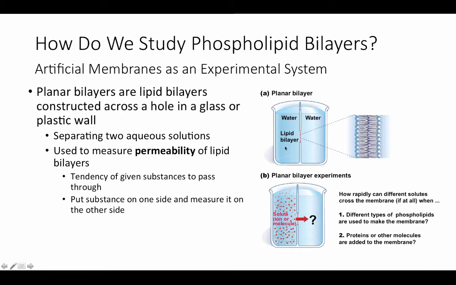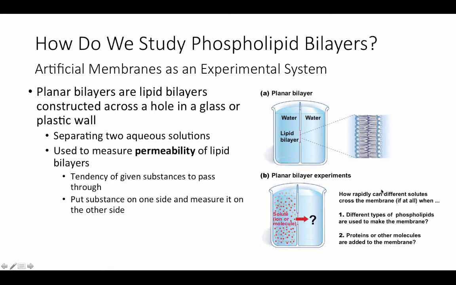You can add a solute on one side and then study whether that solute ends up on the other side of the beaker, whether that phospholipid bilayer allowed passage of that solute or not. So we can use this to measure the permeability of lipid bilayers. And we can do several different things.